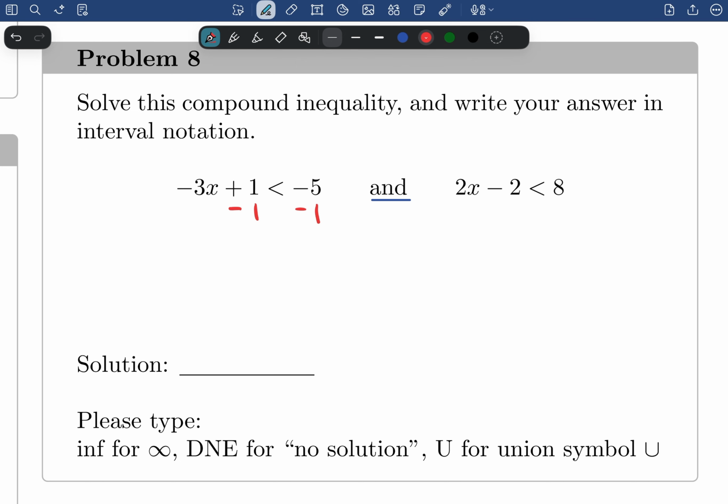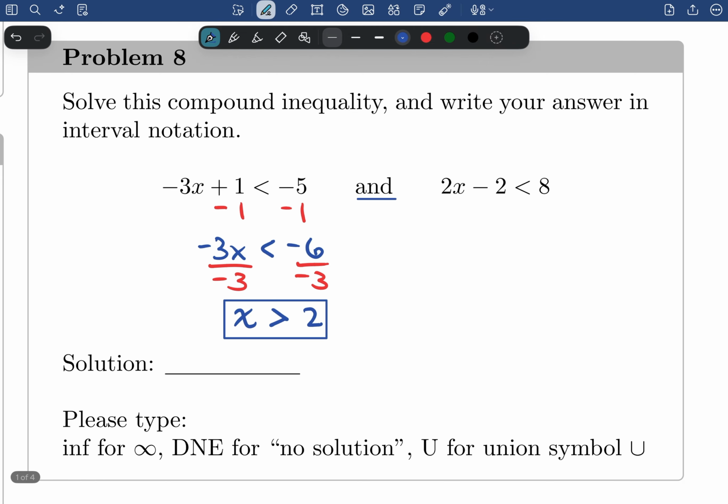Subtract 1. Now I have -3 times x is less than -6. Now I divide by -3. And yes, you're right, we should swap the inequality symbol's direction because we divided by a negative number across the inequality. So I get x is greater than, well, -6 divided by -3 is 2. Here's the solution to my first inequality. Now I see the word and, so I write it down below.